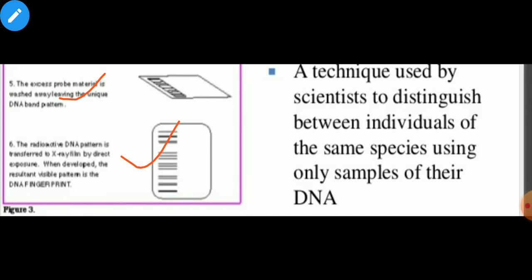The final fingerprint is there. And it is the technique used by scientists to distinguish between individuals of the same species using only a sample of DNA. So this is a technique which is used to identify the difference between two individuals of the same species.